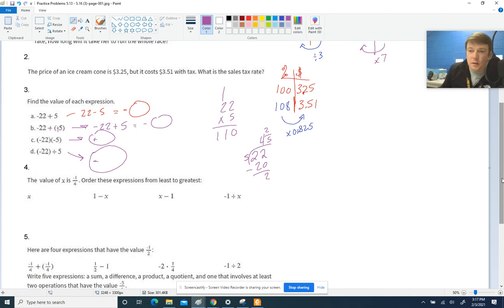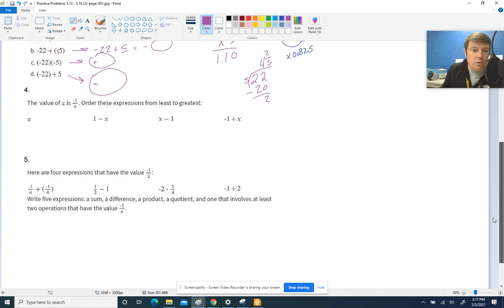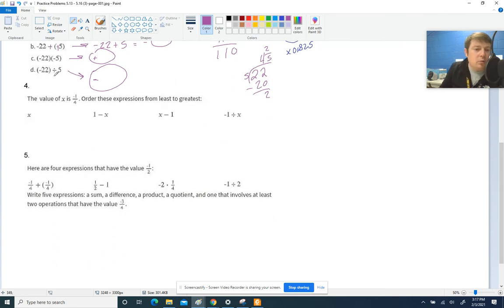All right, let's keep on moving on. We'll keep on trucking. Those are just a quick test of our rules. If you remember our negative rules, you should be in good shape. All right, so x is -1/4, so you can just actually plug in -1/4 there. All right, pretty easy stuff.